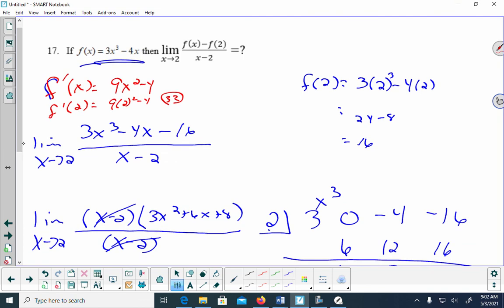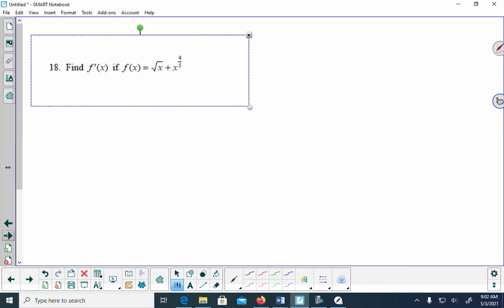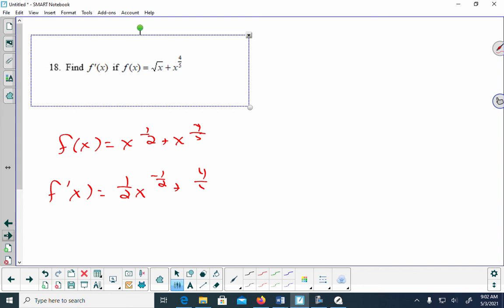So that is using the alternate form of a derivative to find the derivative of x is equal to 2. Number 18, find the derivative when you have that. So I'm going to rewrite it first to make this x to the 1/2 plus x to the 4/5. So when I find the derivative, I'm going to have 1/2 x to the negative 1/2 plus 4/5 x to the negative 1/5.